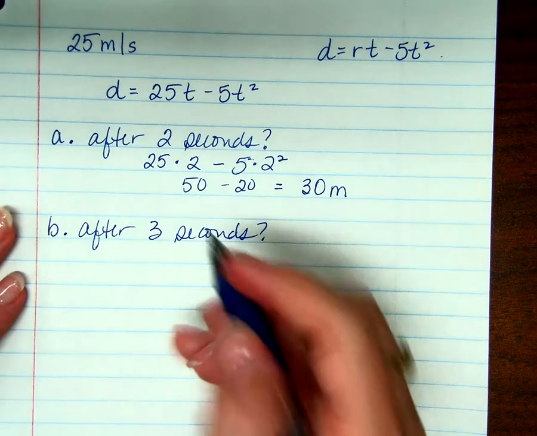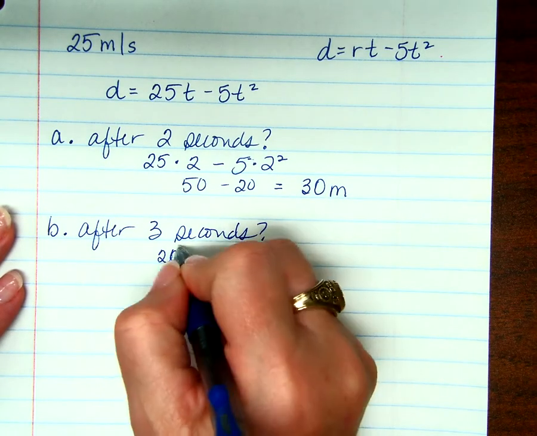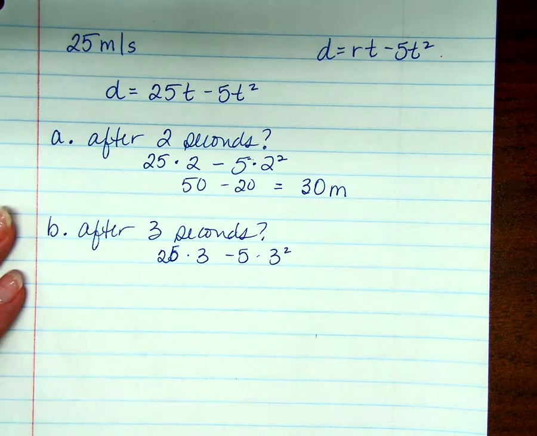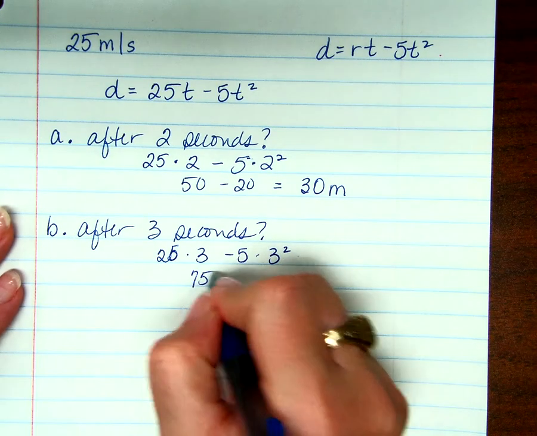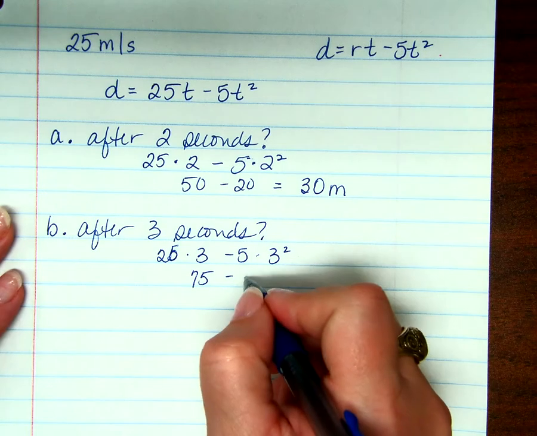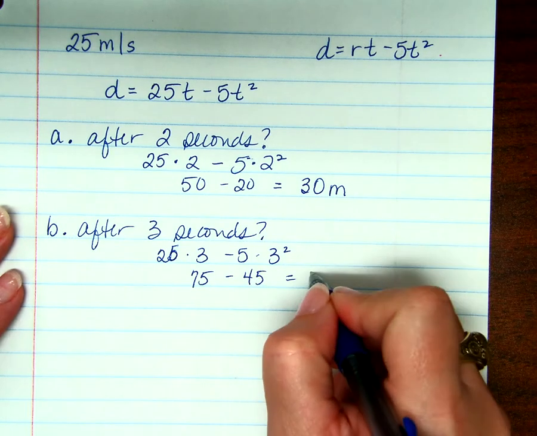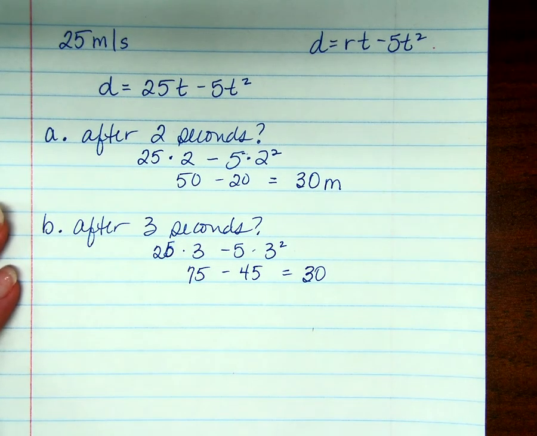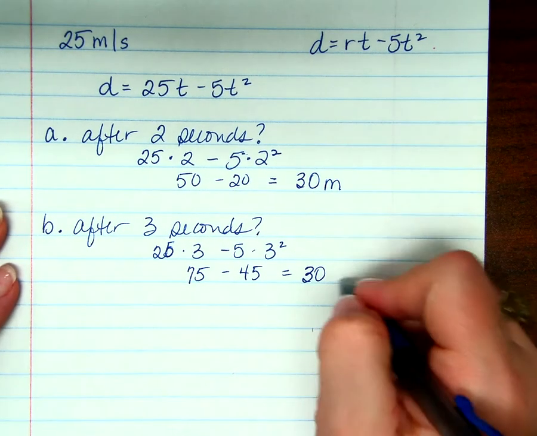Okay. But what is the height after 3 seconds? Oh, the same thing. Okay. So 25 times 3 minus 5 times 3 squared. 30? Wait a second. Oh, 30 meters. Okay, excellent.